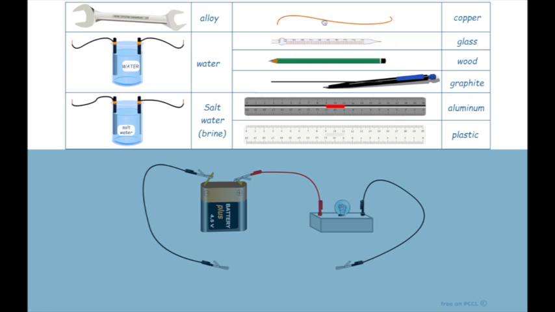We have some other materials, and I'd love for you just to try each one and make a prediction as to whether you think it will close the circuit or not. So here is a metal alloy, and then two wires placed in water and then in salt water, and you can just grab these, drag them right over, and see what happens if the bulb turns on. And then some other physical materials here for learning about conductivity: glass, wood, graphite, aluminum, plastic.